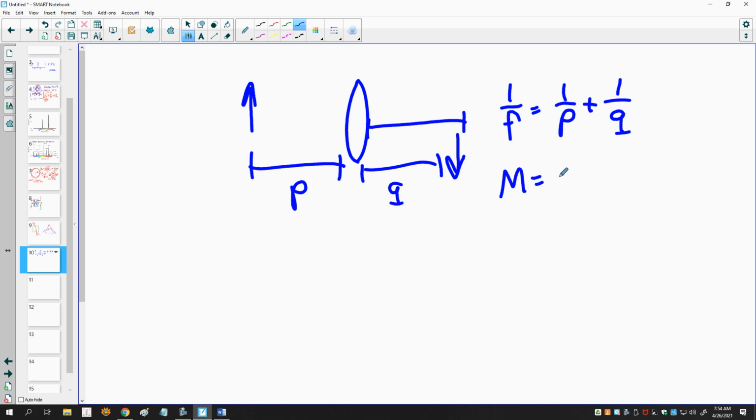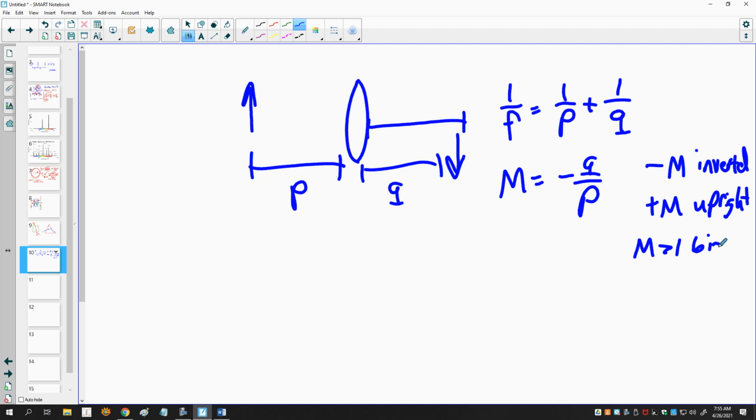And then in addition, you need to know how to find the magnification of that image. It's negative Q over P. We've done this in both 101 and 102 and 202, so I think we're okay on this. Know what the magnification means. A negative magnification means it's inverted. A positive magnification means it's upright. A magnification bigger than 1 means it's big. A magnification less than 1 means the image is smaller than the object.